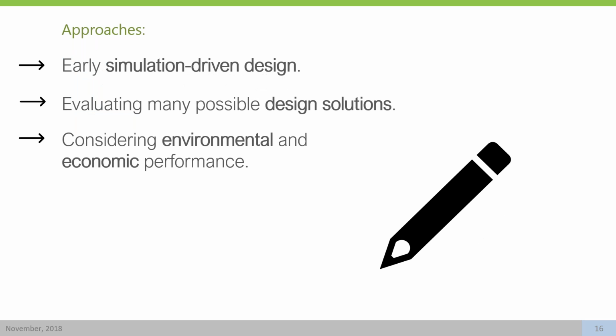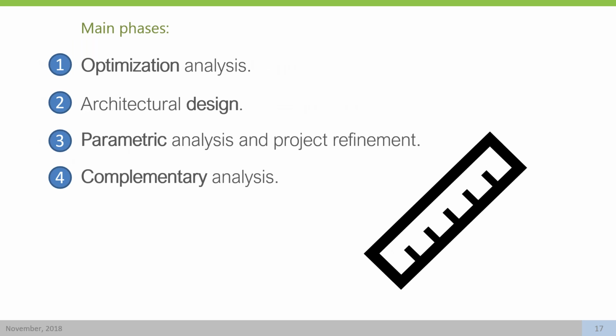Well, in order to meet the previous goals, we implemented three important approaches: to apply a simulation-driven design from the very beginning, to evaluate many possible design solutions, and to consider consistently the environmental and economic performance of the house. Thus, the project involved four main phases: the optimization analysis, the development of the architectural design, a parametric analysis to fine-tune the project, and the development of some complementary analysis, all this in DesignBuilder. The last two phases were run almost simultaneously.